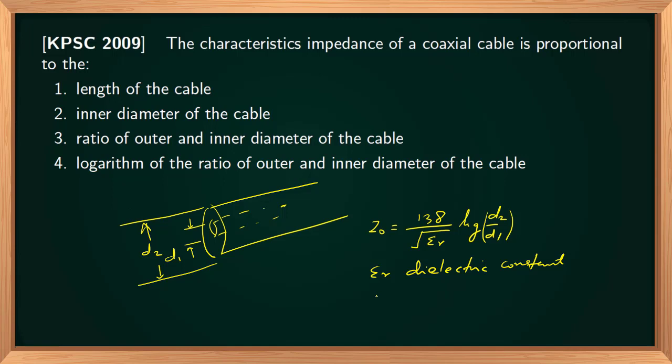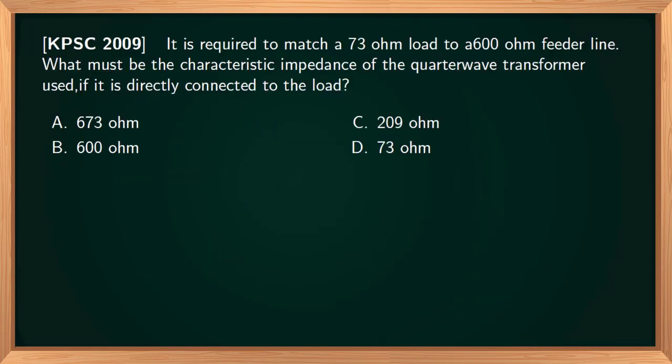So the correct option is Z0 will be proportional to log D2 by D1. The correct option is option 4, that is the logarithm of the ratio of outer and inner diameter of the cable. This is a question asked for Kerala PSC 2009.